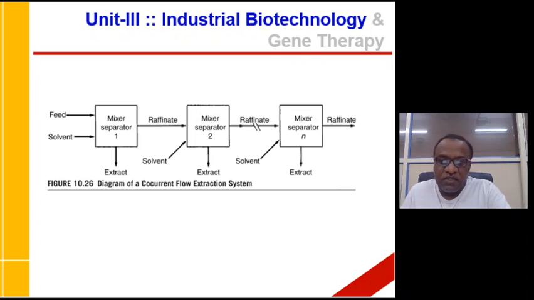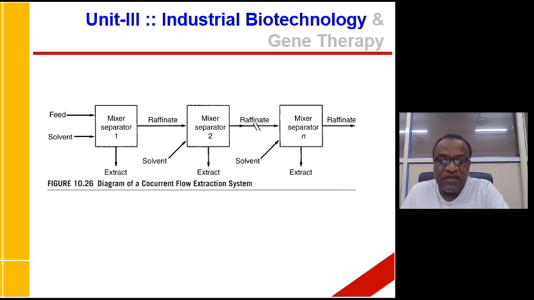Got it? Carefully understand, this is a multi-stage system. We call it a co-current multi-stage system. There are n number of mixer or separator vessels, and all these n number of mixer or separator vessels are arranged in a line, and the raffinate goes from vessel 1 up to vessel n, and the fresh solvent is added at each stage.